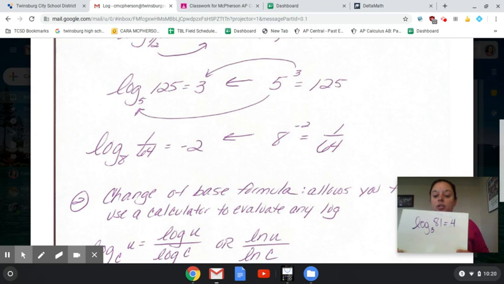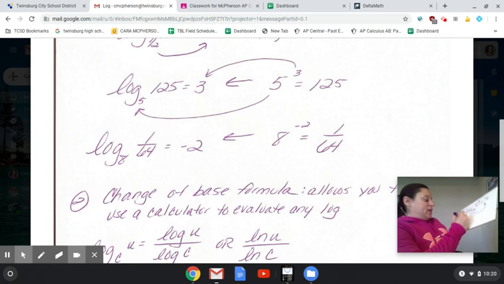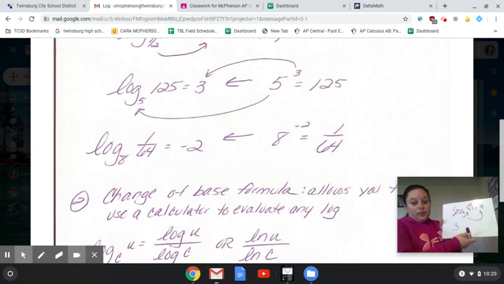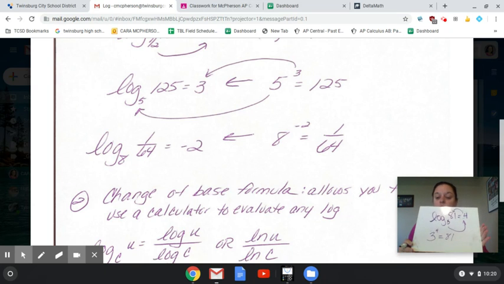So when you're doing this, you want to start with your base number, 3, take it to the fourth power, and set that equal to 81. So the correct statement would be 3 to the fourth power equals 81. And it should be a true statement. We know the logarithm is a true statement. The exponent notation should be a true statement.